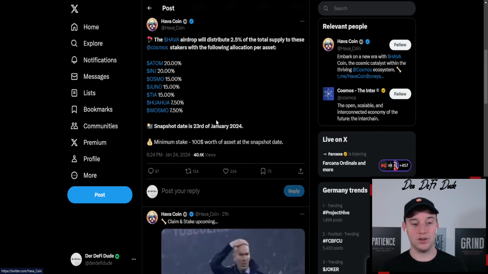offer for this airdrop. Snapshot date, they say here, was on the 23rd of January, and minimum stake at this point should have been 100 US dollars if you want to qualify for it. I'm not sure if this is safe, so I would wait for the official link to be posted and for the code behind it. The website as well as their Twitter account look solid, but just don't risk your funds for it. Just wait for people to confirm that the link is safe.